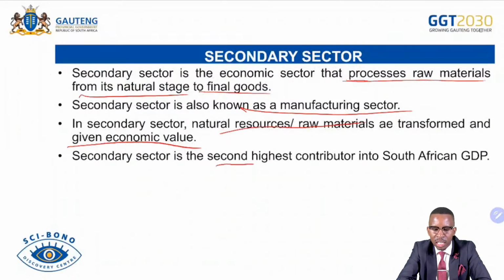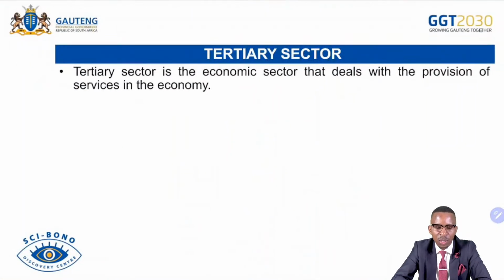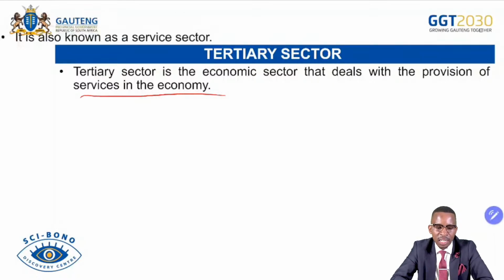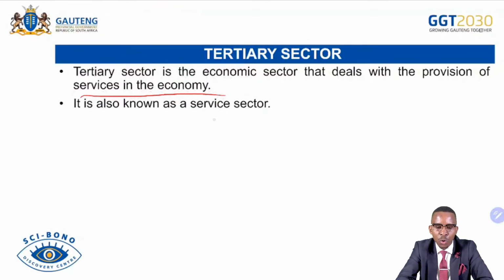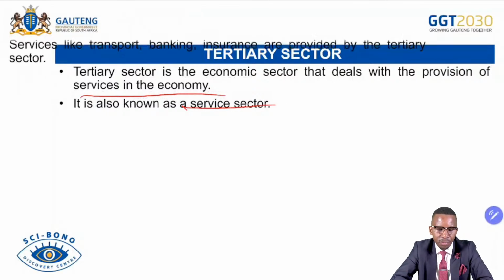The secondary sector is the second highest contributor to South African GDP. The lowest is the primary sector, second is the secondary sector, and third is the tertiary sector. And then we have the tertiary sector, or services sector. This is the economic sector that deals with the provision of services in the economy. There is no production that takes place in there, but it's a service sector because services are taking place. And then it's also known as the services sector.